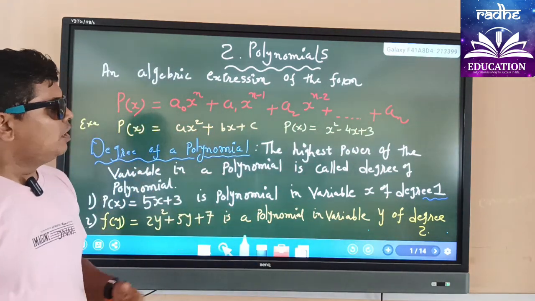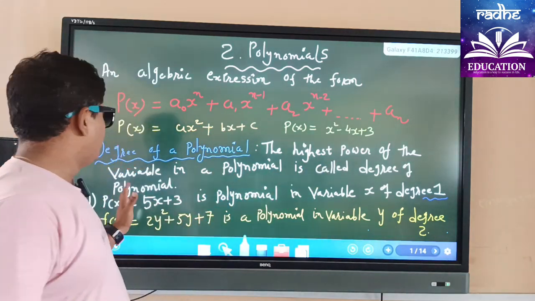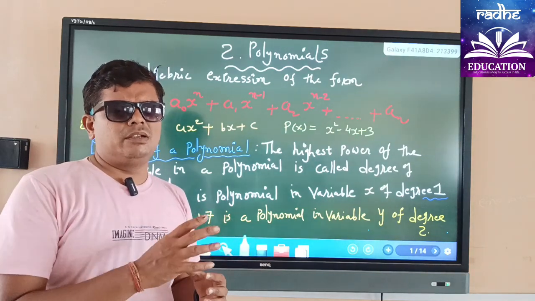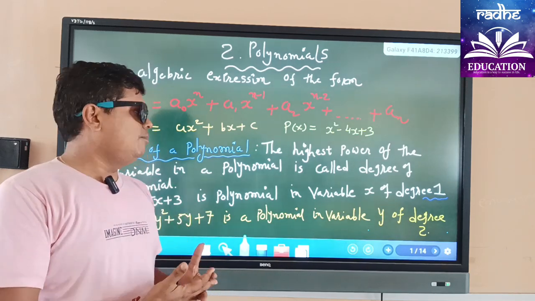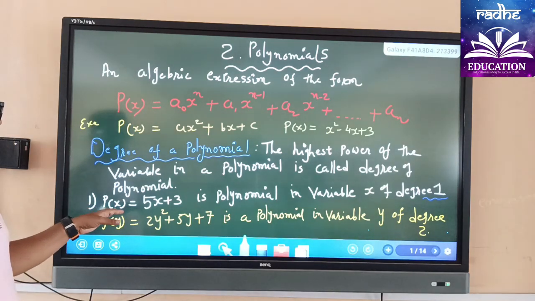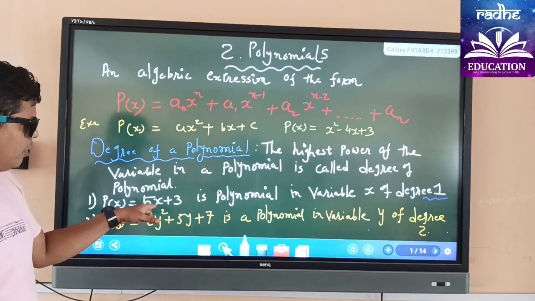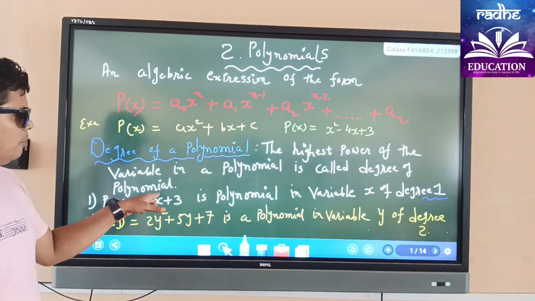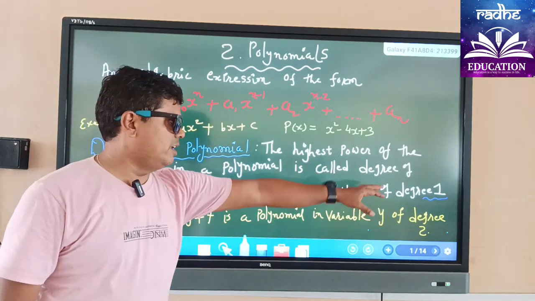Degree of a polynomial: the highest power of the variable in a polynomial is called the degree of the polynomial. Suppose you see the whole polynomial, and the highest degree is 4, then the degree is 4. Let us take examples so you understand. This is a linear polynomial, p(x) = 5x + 3. The variable is x, we have to concentrate on variable x, and the degree is 1. So this is a linear polynomial.